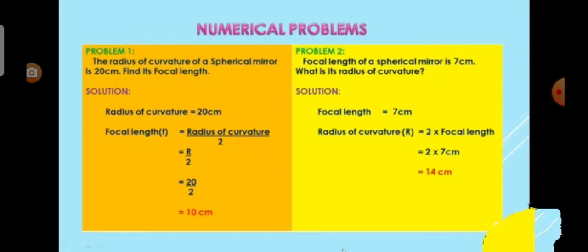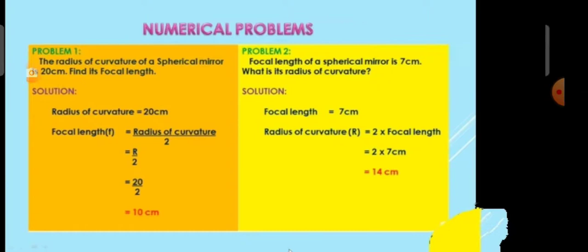Then the next problem: the focal length of a spherical mirror is 7 centimeter. So what is the radius of curvature? The solution is radius of curvature R equals 2 into focal length. So 2 into 7 equals 14 centimeter.